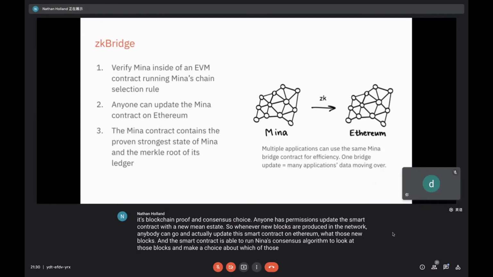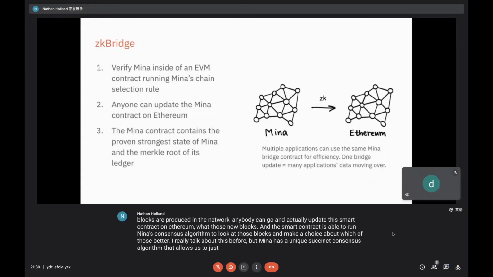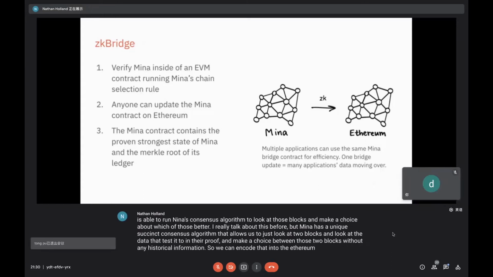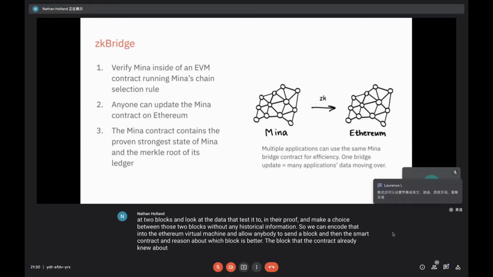I didn't really talk about this before, but Mina has a unique succinct consensus algorithm that allows us to just look at two blocks and look at the data to test it to in their proof and make a choice between those two blocks without any historical information. So we can encode that into the Ethereum virtual machine and allow anybody to send a block, and then the smart contract can reason about which block is better, the block that the contract already knew about or the new block that somebody's sending to the network.